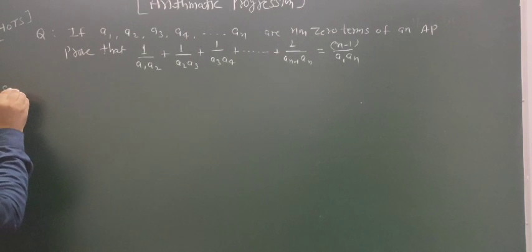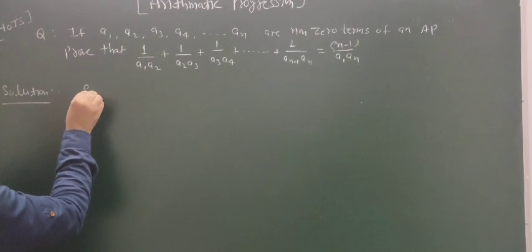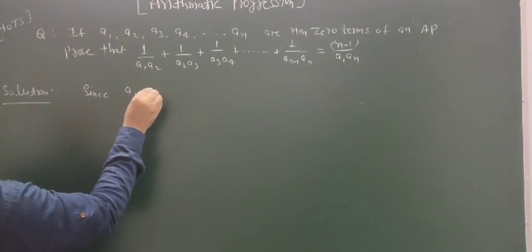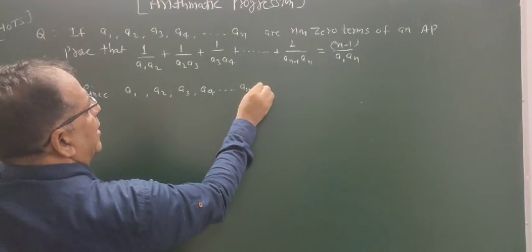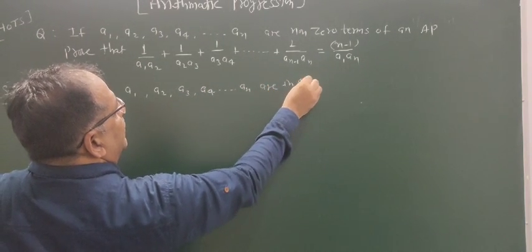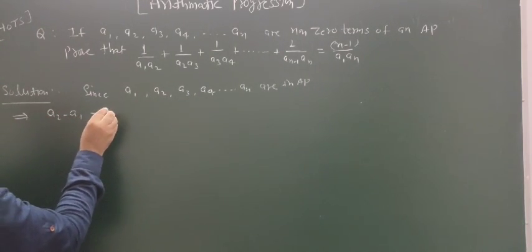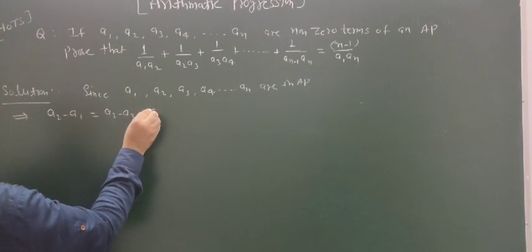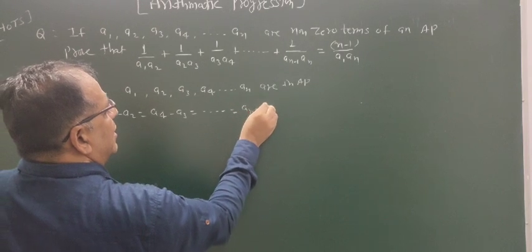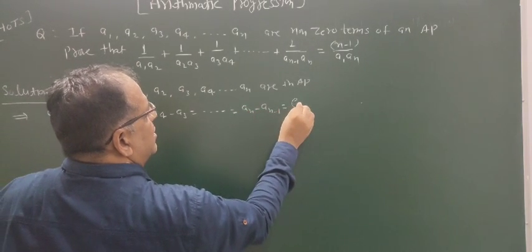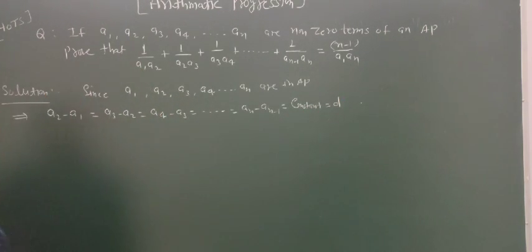Here clearly all the terms which are given are non-zero, since a1, a2, a3, a4, an are in AP. That means a2 minus a1 equal to a3 minus a2 equal to a4 minus a3 equal to an minus an minus 1. This will be constant because all the terms are in AP. Consider it as d, the common difference. Okay.